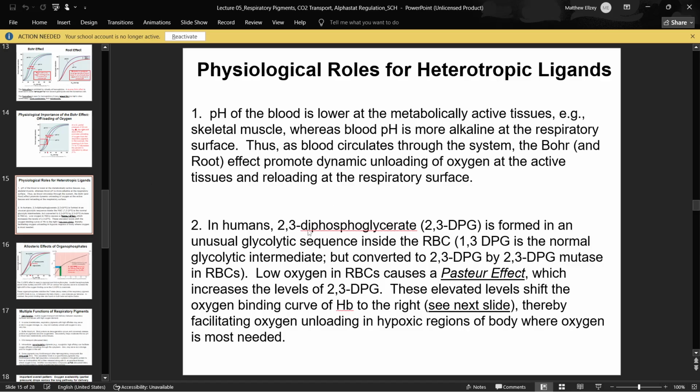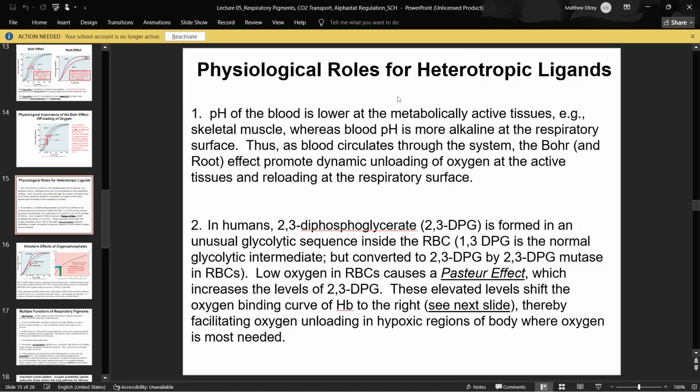In humans, 2,3-diphosphoglycerate is formed in an unusual glycolytic sequence inside the red blood cells. And low oxygen in the red blood cells causes a Pasteur effect, which increases the levels of 2,3-DPG. These elevated levels shift the oxygen binding curve of hemoglobin to the right, which we'll talk about on the next slide, thereby facilitating oxygen unloading in hypoxic regions of the body where oxygen is most needed.